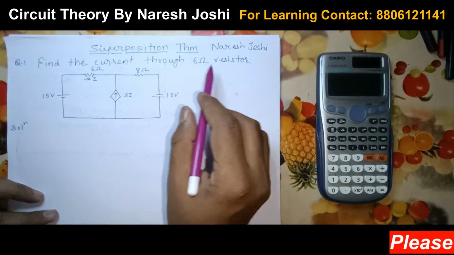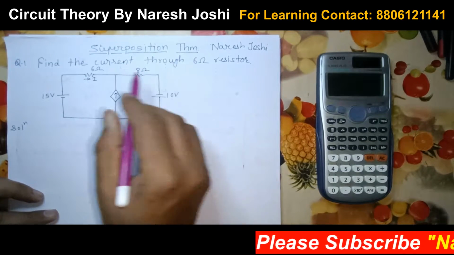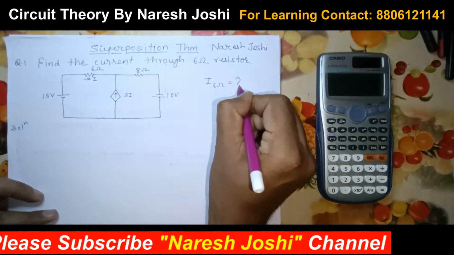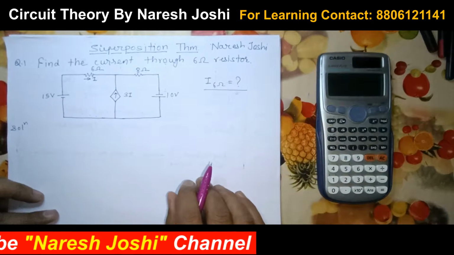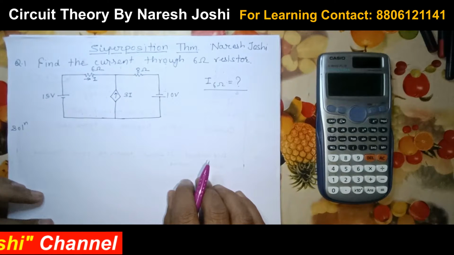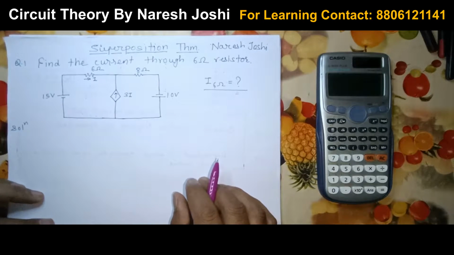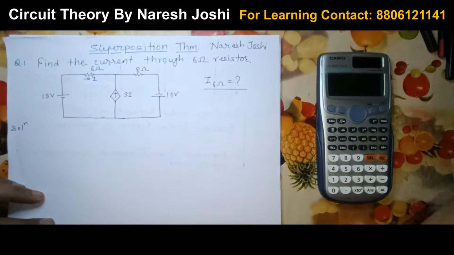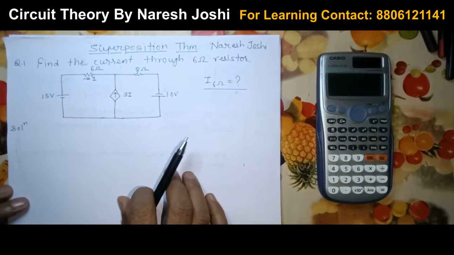So what is the question? We have to find out the current through the 6 ohm resistor. This is the question. Clear? Using the superposition theorem. In the exam it will be clearly mentioned: find the current through the 6 ohm resistor using the superposition theorem. So here, we will solve this question step by step.